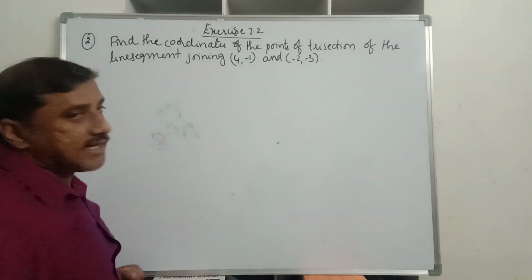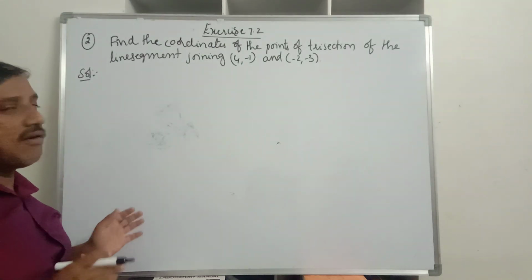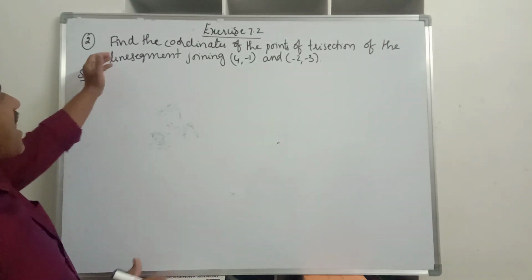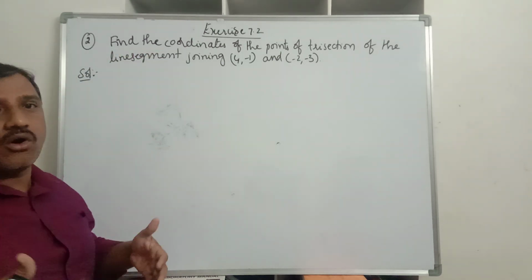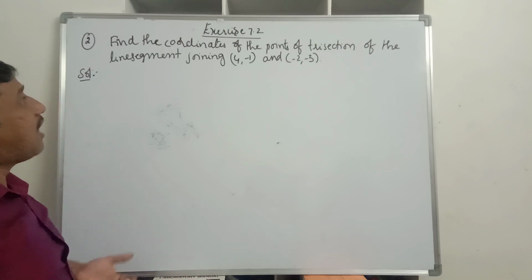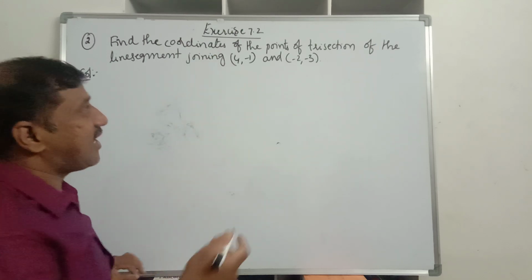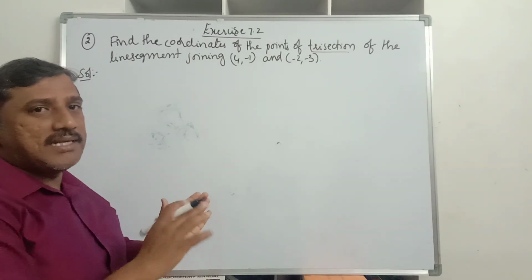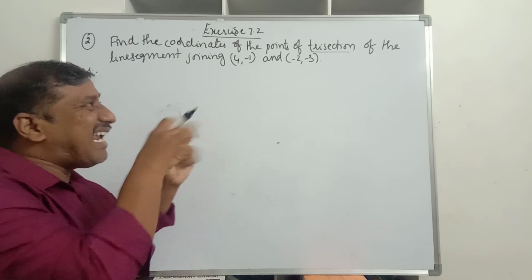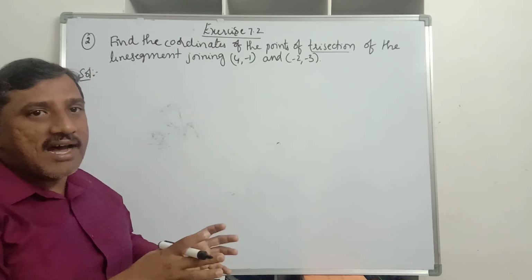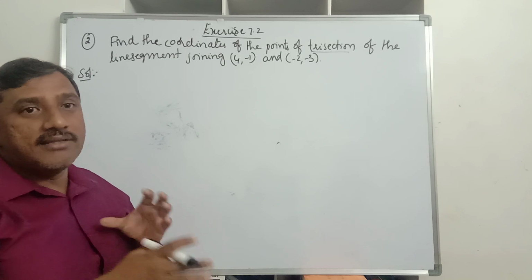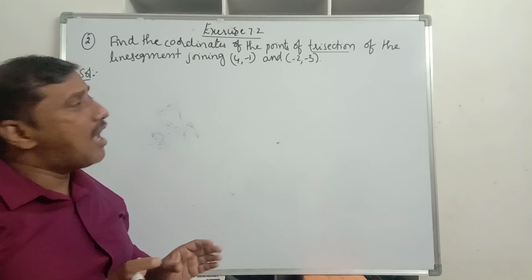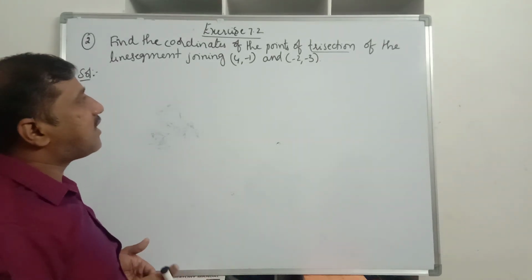Now we will discuss exercise number 7.2. The second question, one of the most important questions from your examination point of view. Find the coordinates, means x coordinate and y coordinate we have to find, of what? The points of trisection. The word trisection: tri means 3, section means segments, dividing into 3 equal segments. The point which divides the given line segment into 3 equal parts is known as a trisectional point. How many trisectional points are there?